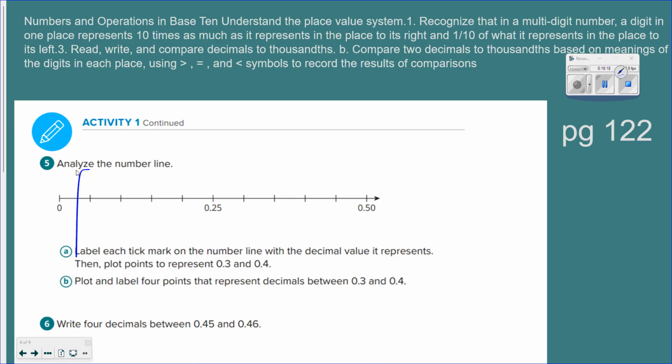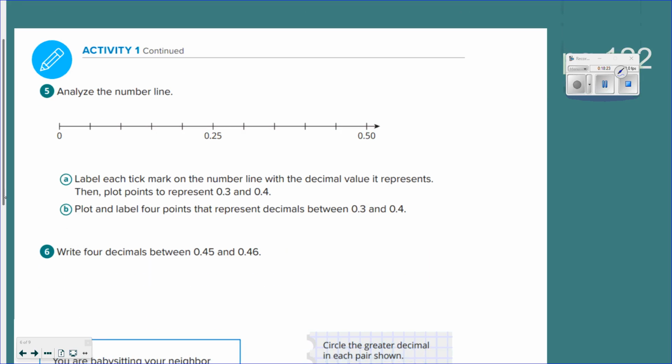So analyzing the number line. We're going to label each tick mark on the number line, decimal value it represents. Then I'm going to plot points to represent 3/10 and 4/10. So we have two things we have to do. Our first part, to label our tick marks.